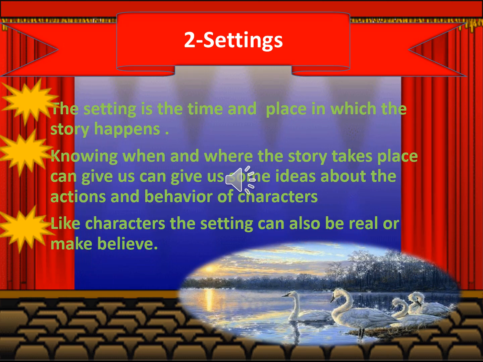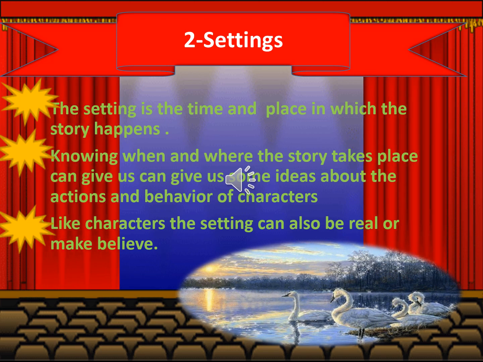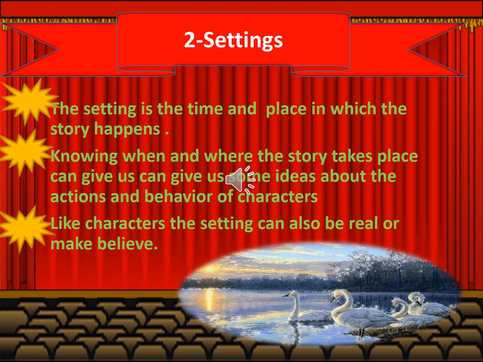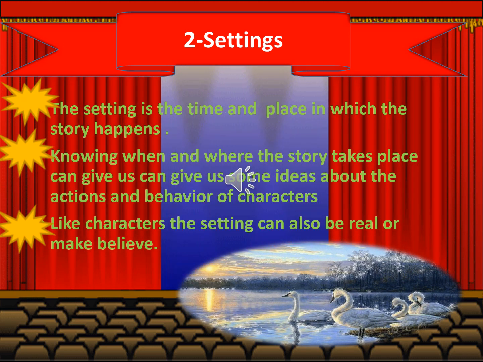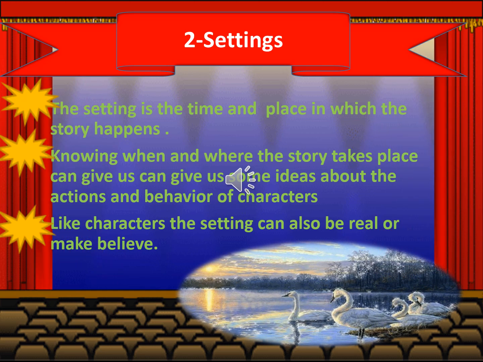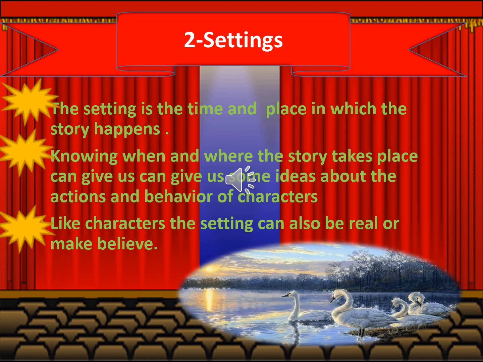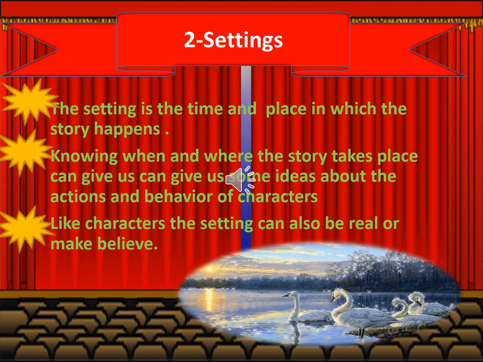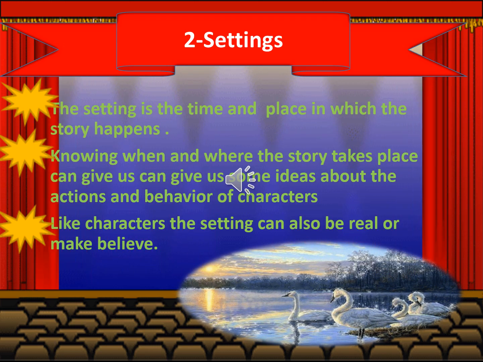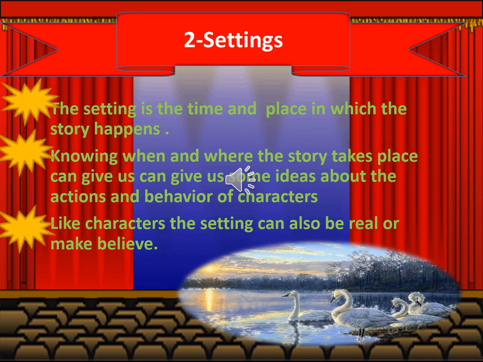The second element here is the setting. The setting is the time and place, means when and where the story happens. Knowing when and where the story takes place can give us some ideas about the actions and behavior of characters. Like characters, the setting can also be real or make believe. So the setting can be a jungle or can be on Mars. So it can be real or make believe like the characters.